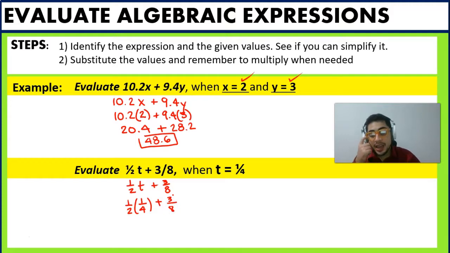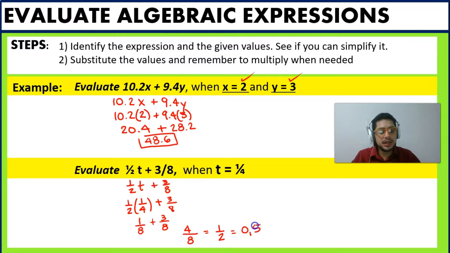So in this case, we have 1 divided by 2 multiplied by 1 divided by 4. So the two numerators, 1 times 1 is 1, and 2 times 4 is 8. So it's 1 divided by 8 plus 3 divided by 8. Because we have a homogeneous fraction, we can just add the numerators, which is 4, and the denominators are the same. So 4 divided by 8, we know that is 1/2, or we can also express that as a decimal as 0.5.